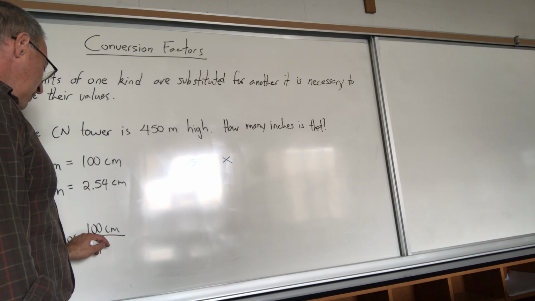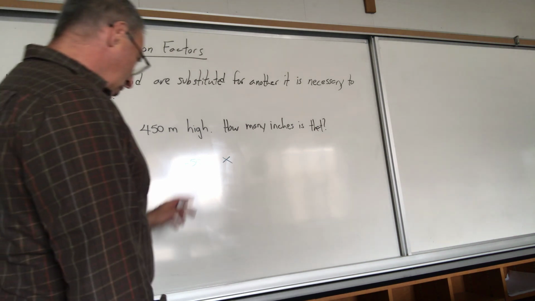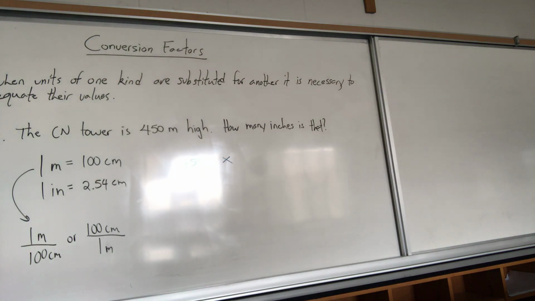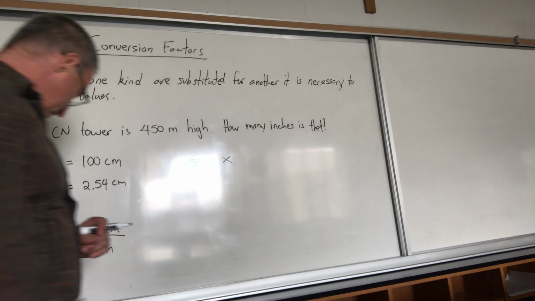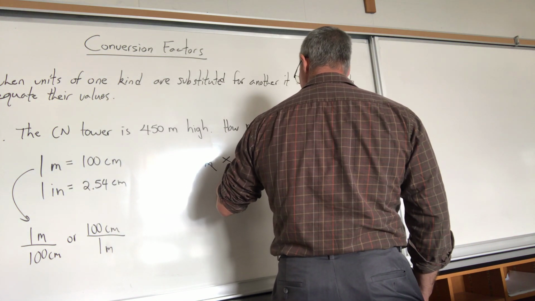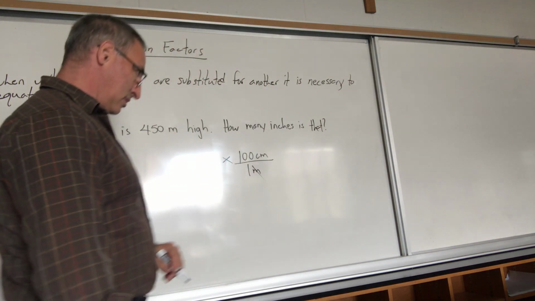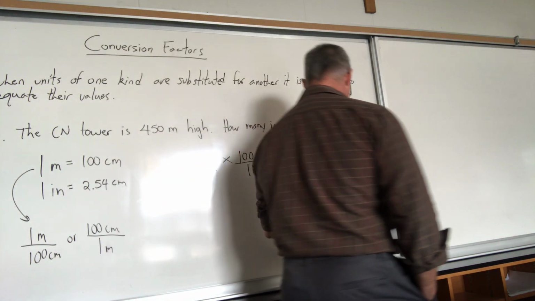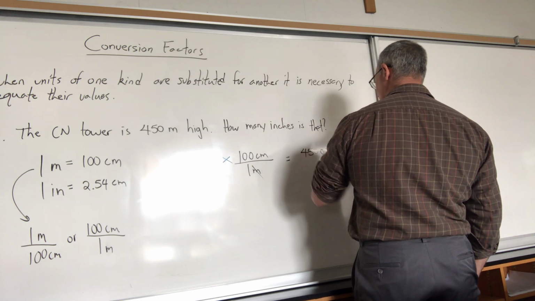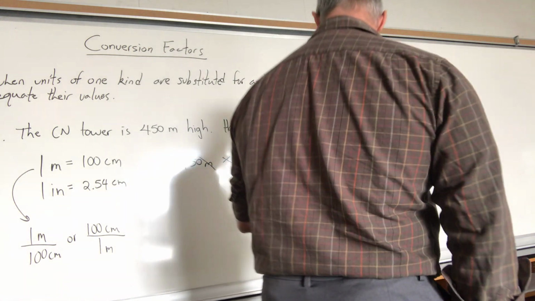How do you decide? The way you decide is you want to cross out meters. So you have to write the fraction that's going to allow you to cross out meters. Which one of the two is going to allow you to cross out meters when you write it next to 450 meters? You don't know, so I will tell you. It's 100 centimeters per 1 meter. That allows you to cancel meters. So you're going to get 450 times 100. Add 2 more zeros to 450, and you get 45,000 centimeters in height.